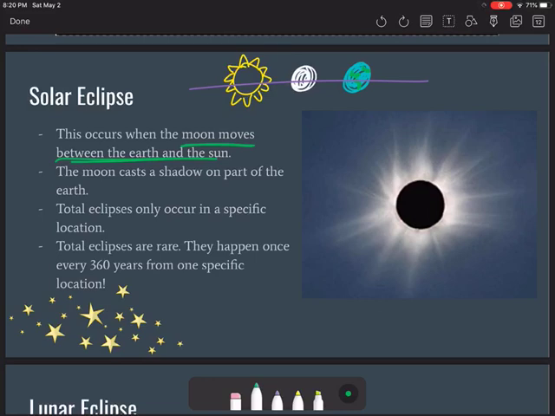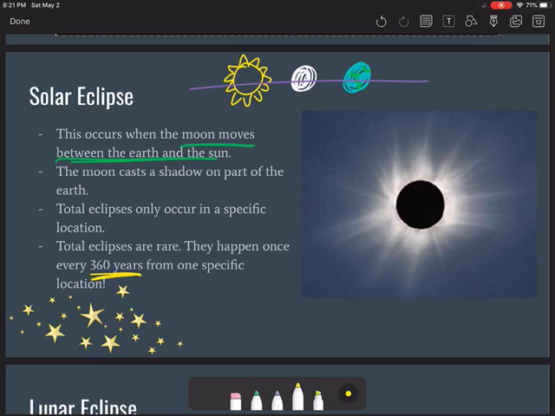Total eclipses actually only occur in specific locations, so you can't see it from any part of the world. You could have a solar eclipse in Winnipeg, but you won't necessarily see that same solar eclipse from the UK or somewhere else, maybe even Victoria, BC. Total eclipses are super rare. They happen once every 360 years from one particular location. So if you see one in Winnipeg, you happen to be lucky. The likelihood of it happening again, viewable from Winnipeg, well, you probably won't see that in your lifetime. So that's kind of cool.